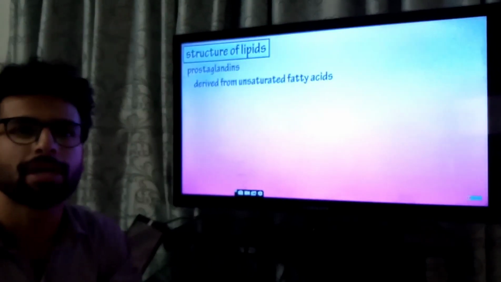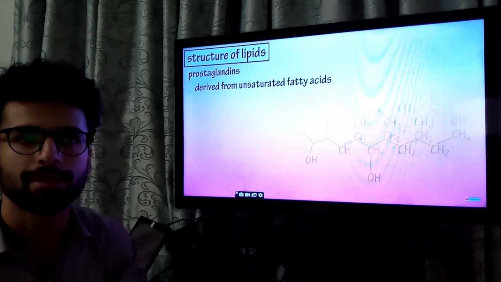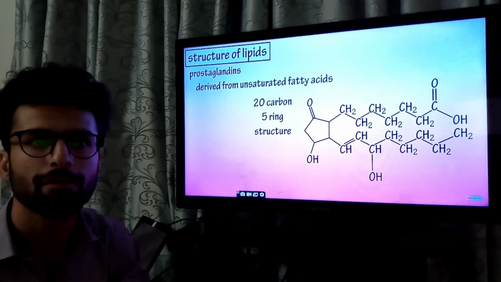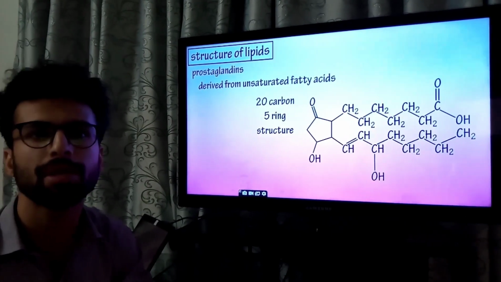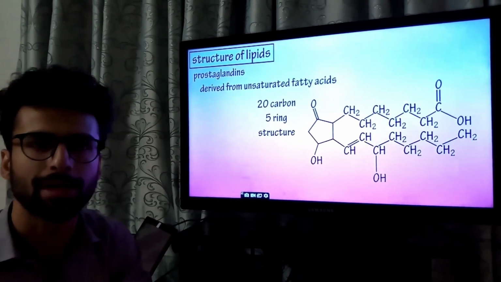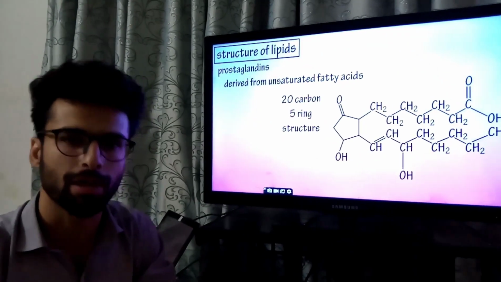Prostaglandins are lipids that are derived from unsaturated fatty acids. They are composed of 20 carbons with a 5 carbon ring structure. There are many different types of prostaglandins in our body, which enhance many different immune functions and work in different inflammatory responses.